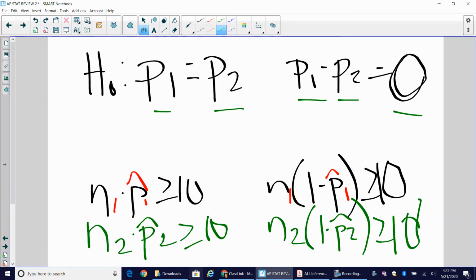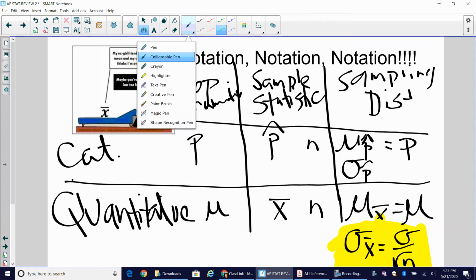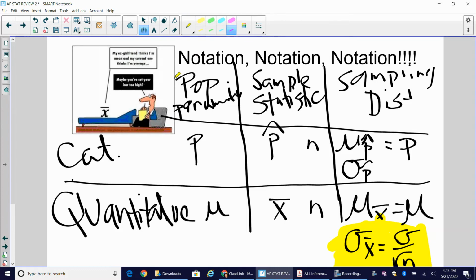Okay, all right, let's keep rolling. So now let's look at notation. Notation, notation, notation. This goes back to, are you working with categorical or are you working with quantitative? Sorry, some of this stuff is hard to read. This is from our Google Meet earlier today.